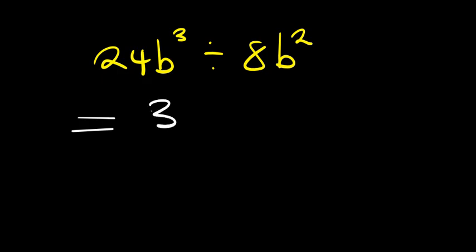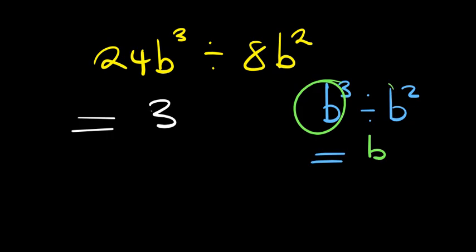Now to the letters. What letters do I have? I've got b to the power 3. I'm dividing it with b to the power 2. So what am I going to have? I'm going to have b, because it's a common base, right? Then what do I do to the powers? Every time I'm dividing, I'm going to subtract the powers. So if I subtract the powers, what do I have?